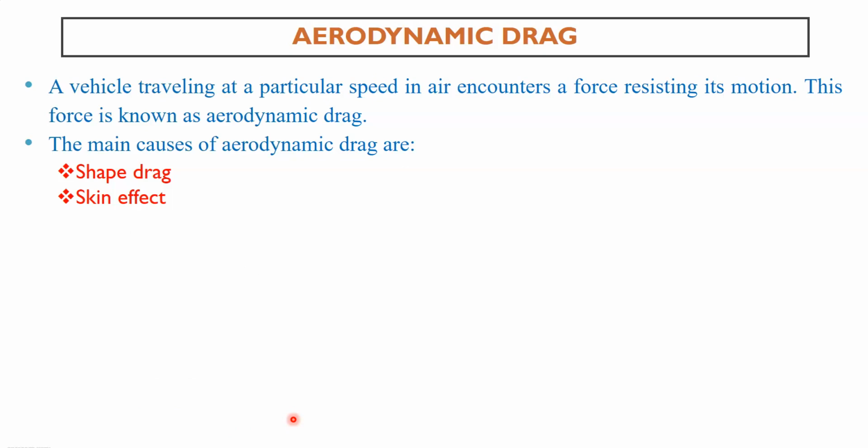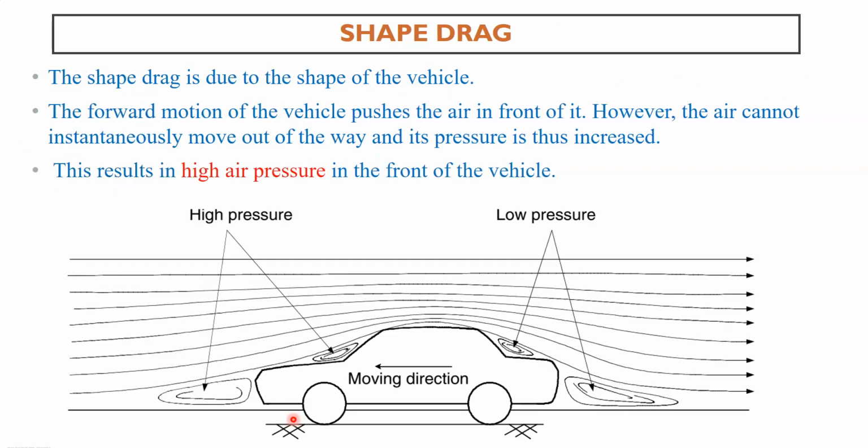So a vehicle traveling at a particular speed in air encounters a force resisting its motion. This force is known as aerodynamic drag. So the main causes of aerodynamic drag are shape drag and skin effect. The shape drag is due to the shape of the vehicle.